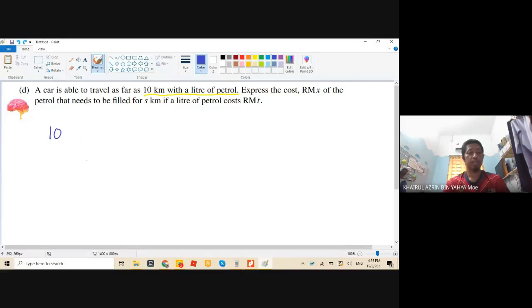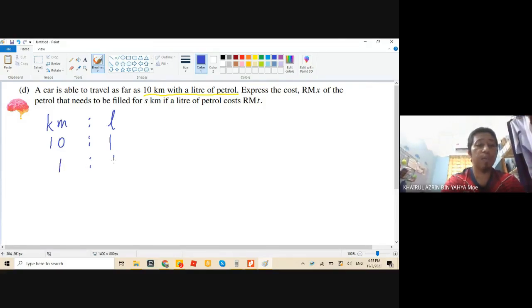I want to write here km, and then I want to write here liter. So 10 km 1 liter. From the first statement, 10 km can go with 1 liter petrol. Okay, so for 1 kilometer, it become 1 over 10. Of course, 10 divide 10 equal to 1, right? So 1 divide 10, we get 1 over 10, or we can write 0.1.